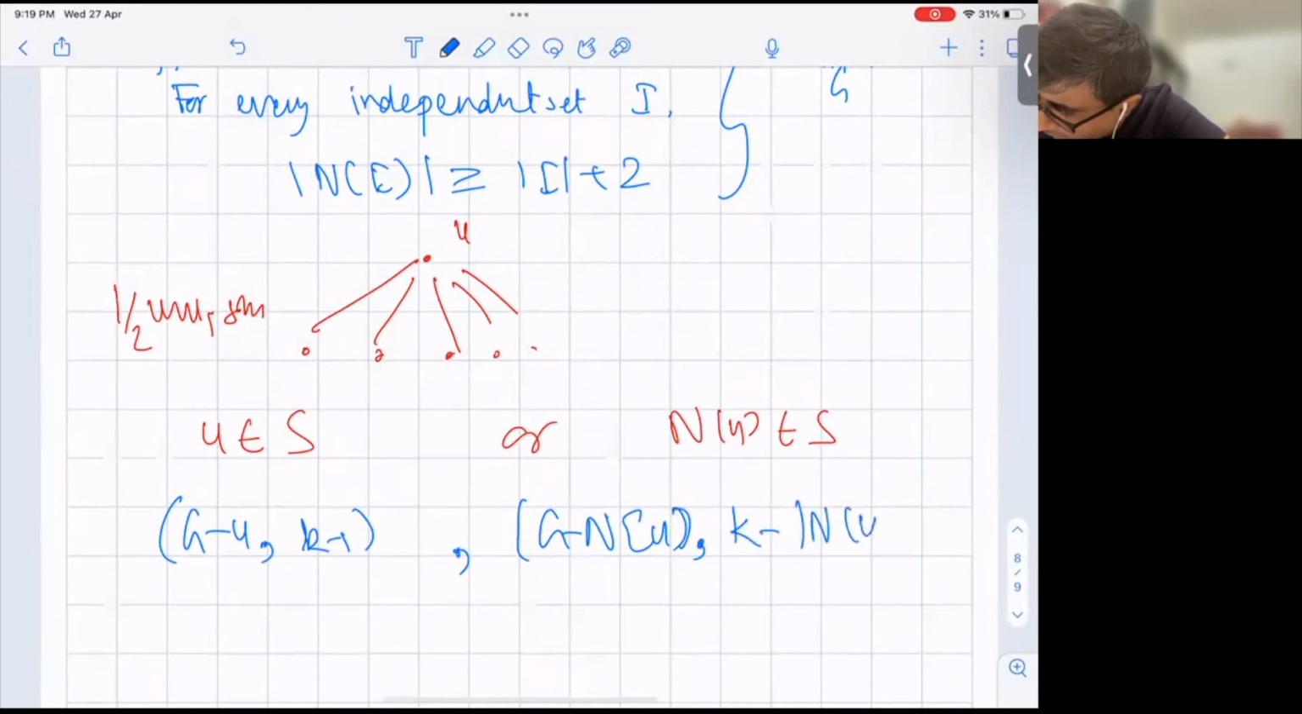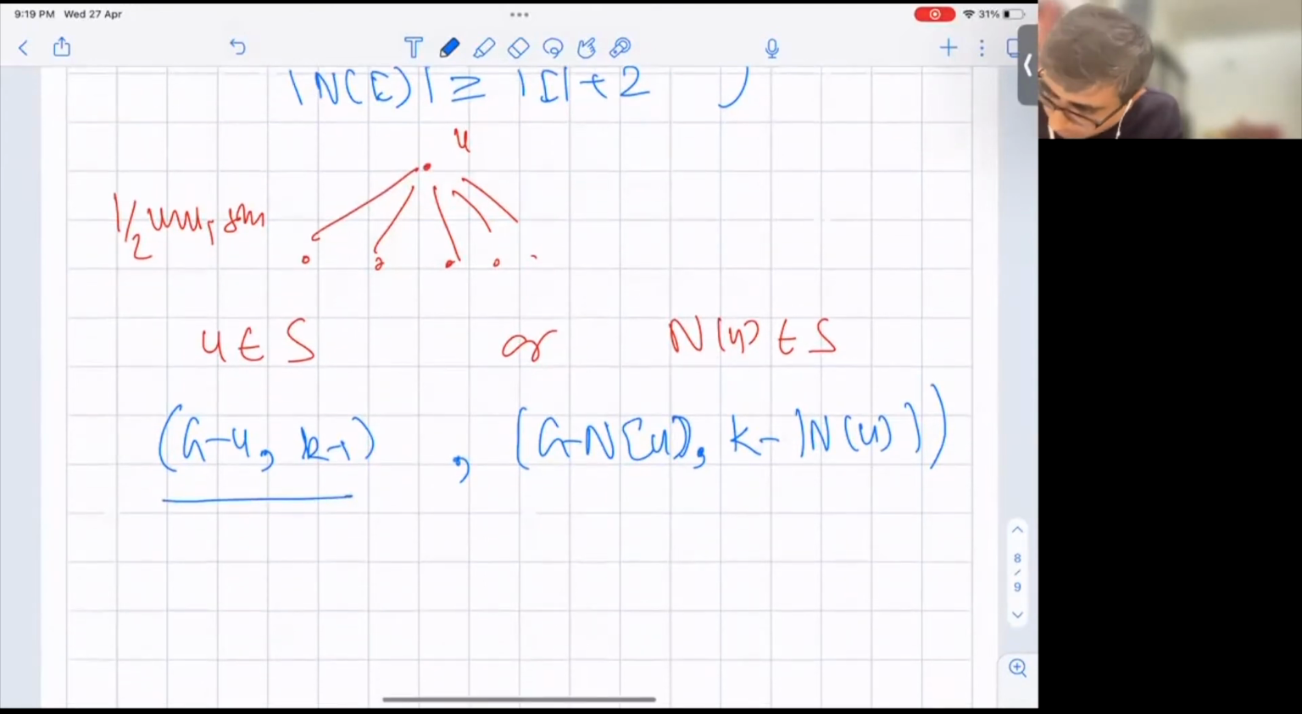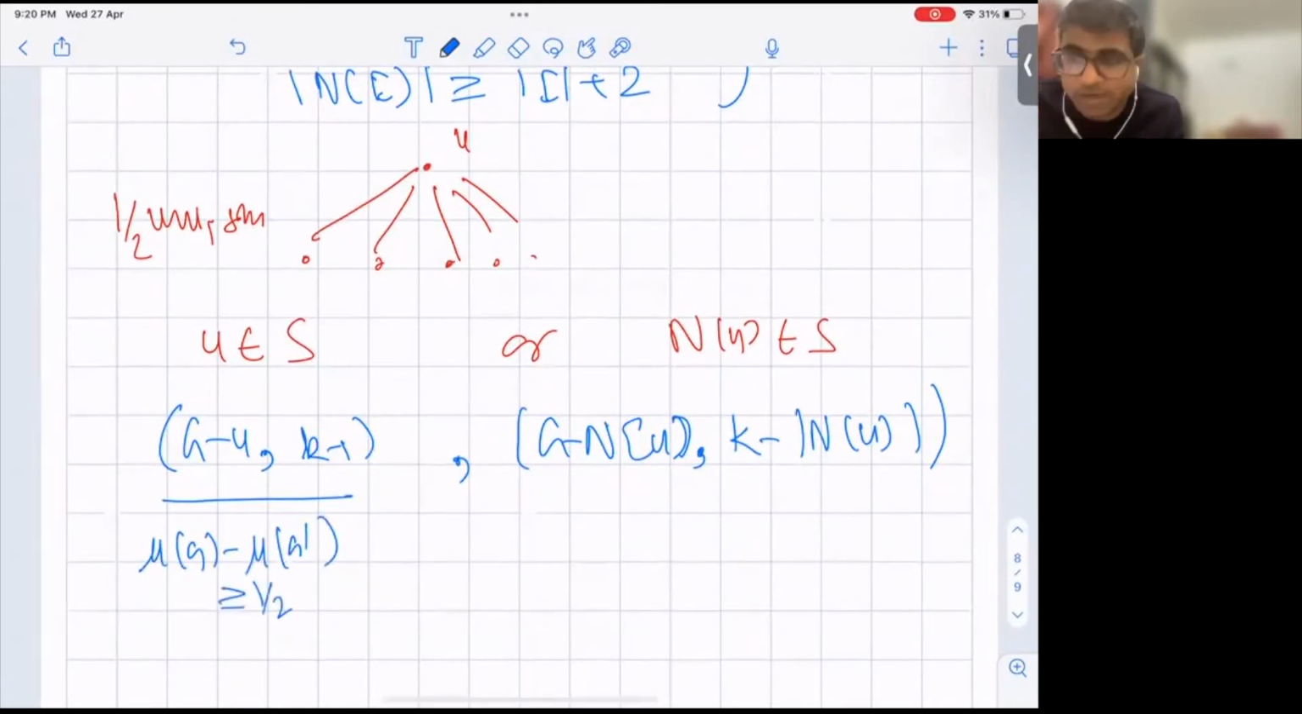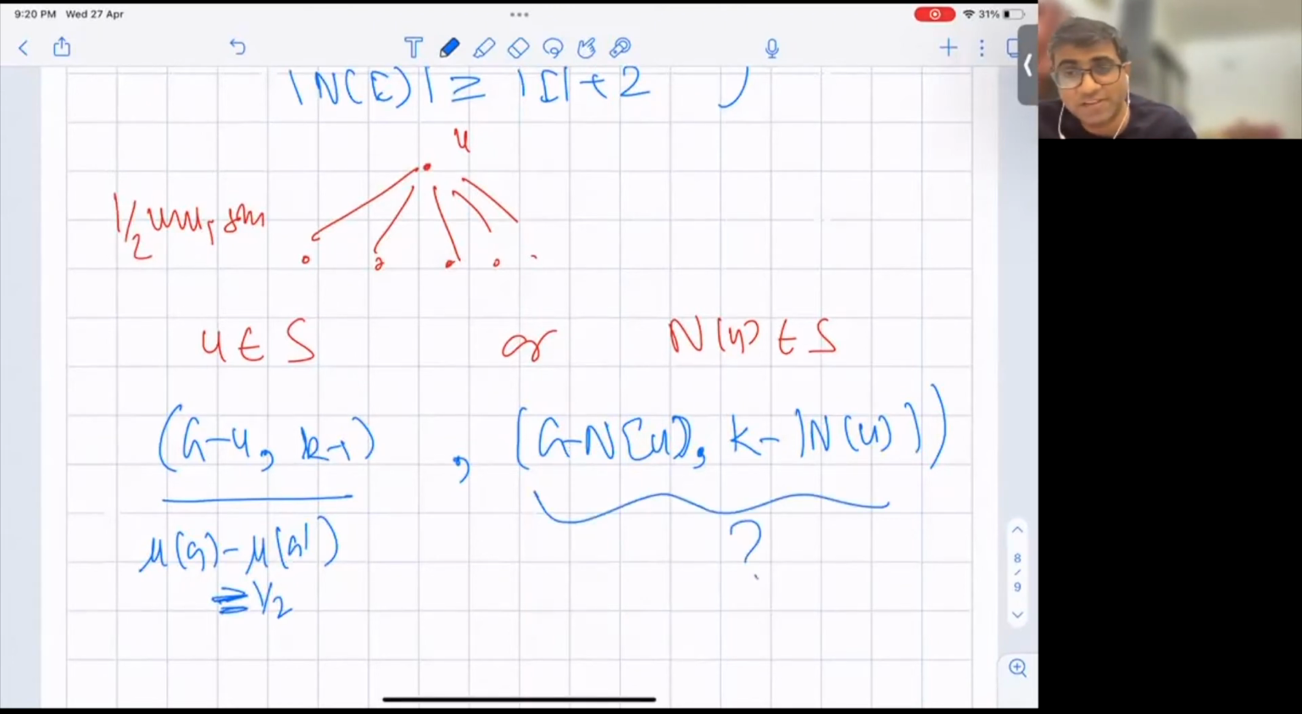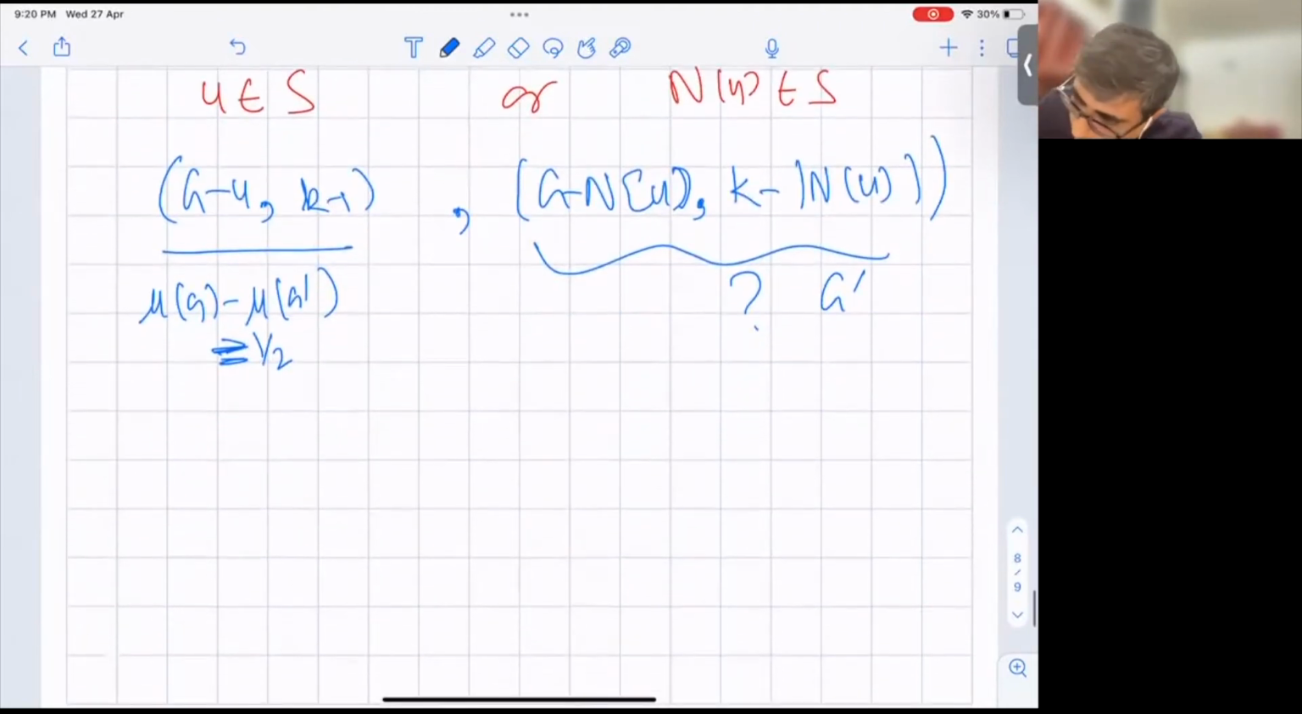k minus u. But now, for sure, we can show on this side that mu of G minus mu of G prime is at least half, in fact equal to half. We can show this. But what about this side? Can I say something interesting here? I want to understand the values of mu of G and mu of G prime. If I can show this is greater than or equal to 1, I'm golden.